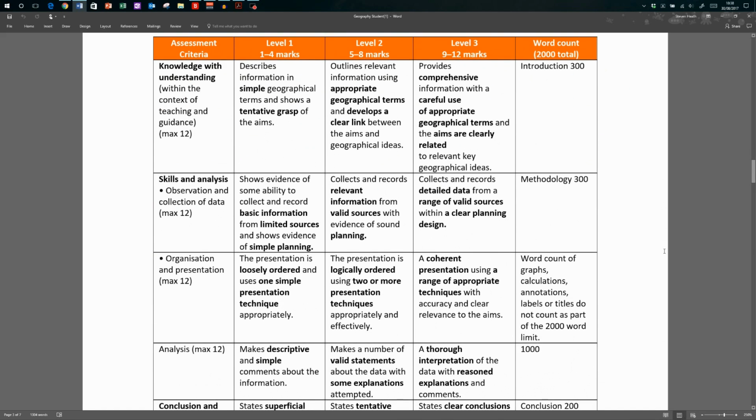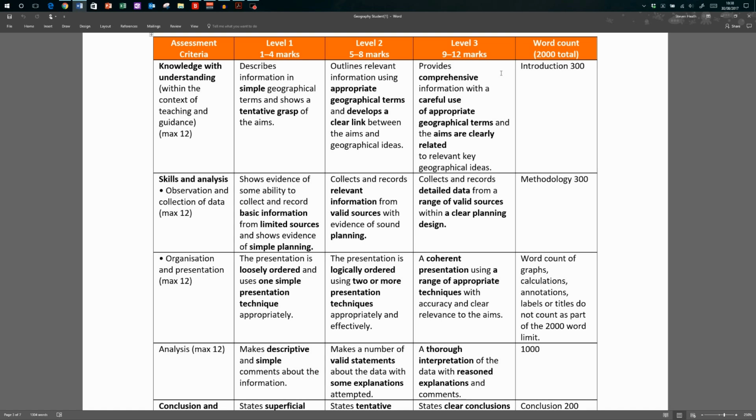The first part that you have to do is knowledge with understanding. Now, all of these parts need to be shown throughout your work, but they basically break down to parts of your coursework. The knowledge and understanding part is mainly represented in your introduction, which should be around about the 300 word mark out of the total 2000. And to be able to achieve the 9 to 12 marks, you need to provide comprehensive information that carefully looks at geographical terms, the aims are clearly shown, things like that.